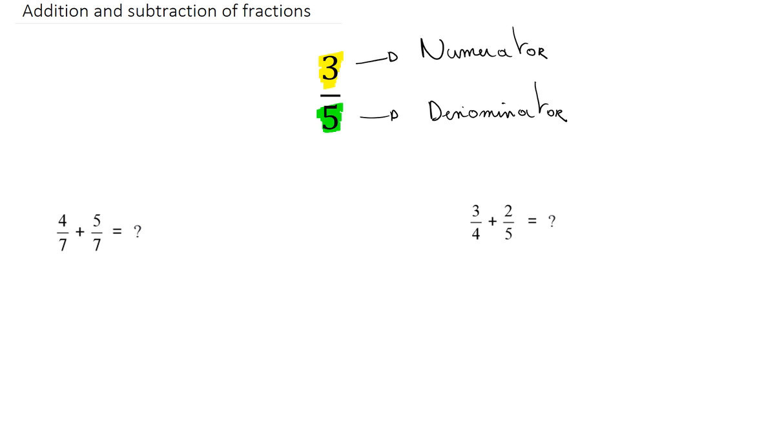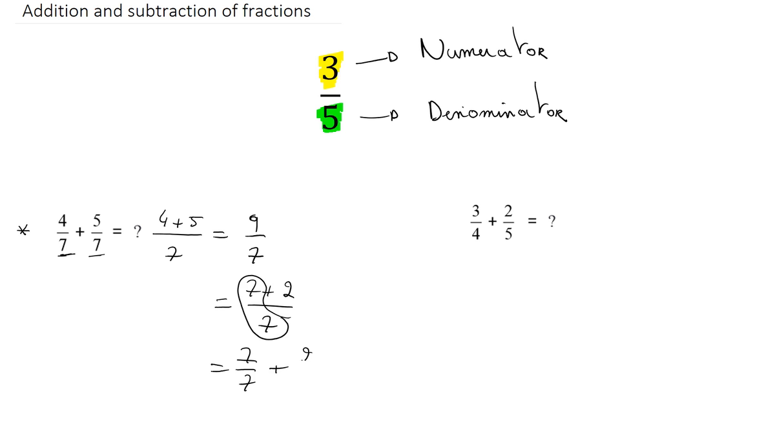fractions. The first example, 4 over 7 plus 5 over 7. That's easy. As you can see, the denominator is 7. The only thing that we need to do is add the numerators together. So that's 4 plus 5 over 7, which is 9 over 7. The only thing that's left for me to do is to simplify this a bit more. I'm going to make this look like a mixed number. So that's going to be 7 over 7 plus 2 over 7, which is 1 and 2 sevenths.